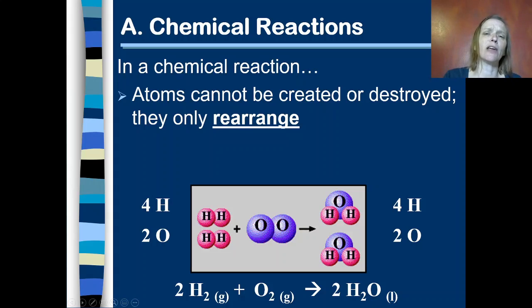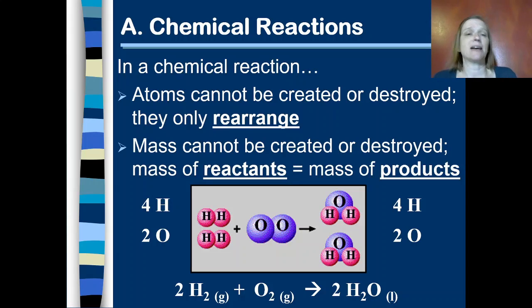When we do this, not only are atoms conserved, mass is conserved. So it's really because of the law of conservation of mass that this is happening. Mass cannot be created or destroyed. So if we start with 4 grams of hydrogen and 32 grams of oxygen, then we better have 36 grams of product at the end.